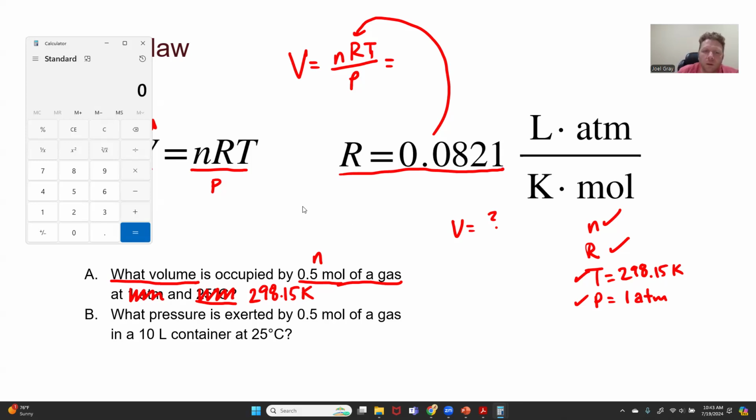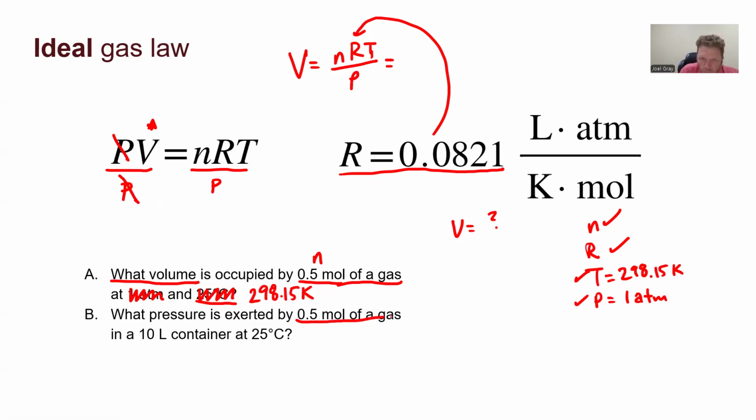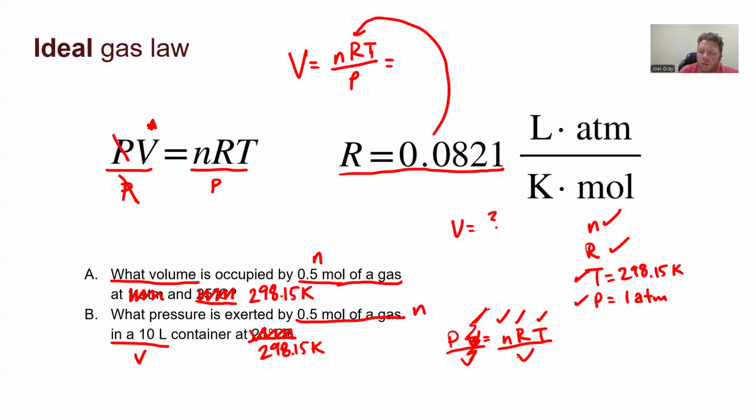Okay, now we can do the same thing down here. Moles of a gas, that's our n. 10-liter container, that's V. 25 degrees Celsius or 298 Kelvin, that is our temperature. So now what I've got is PV equals nRT. I've got my temperature, my R, my n, and a volume. What I don't have is pressure. So basically move anything that has a check by it to the same side. Moving the volume over, now I've got P equals nRT over volume.